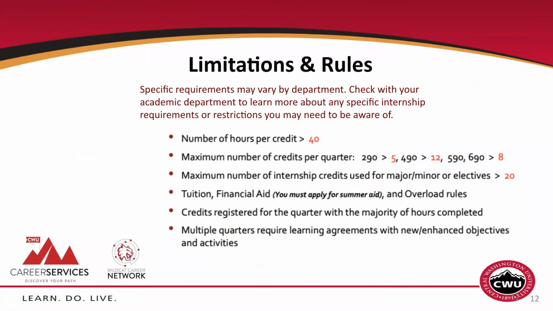Some other general limitations and rules are good to be aware of. The first is that credits are allocated as 1 credit for every 40 hours. Next, it should be noted that students are capped at how many internship credits they can take in any quarter. For a 290, they can only take 5 credits in a given quarter. For a 490, they can take 12, or for a 590 or 690, they can take 8. In addition to a quarterly cap, students are also capped at how many credits they can apply towards their degree. In general, this is 20, however, that can vary by program.